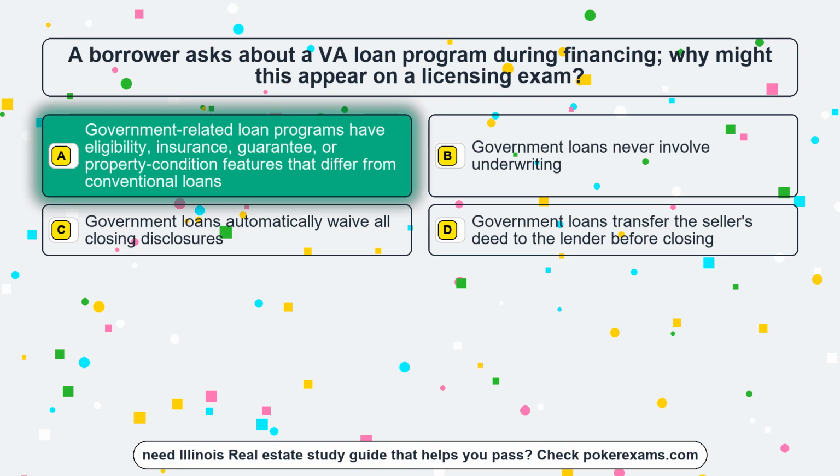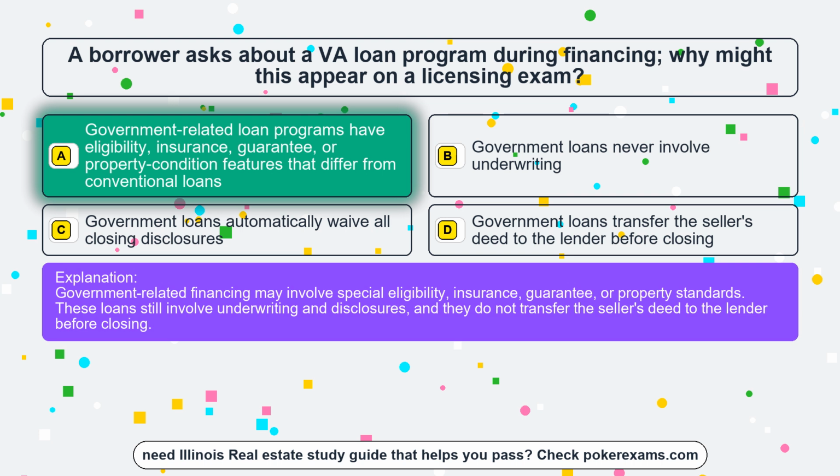The correct answer is option A. Government-related loan programs have eligibility, insurance, guarantee, or property-condition features that differ from conventional loans. Government-related financing may involve special eligibility, insurance, guarantee, or property standards. These loans still involve underwriting and disclosures, and they do not transfer the seller's deed to the lender before closing.